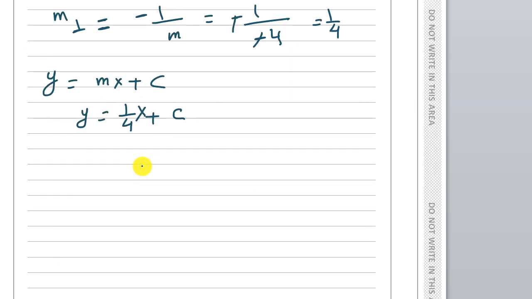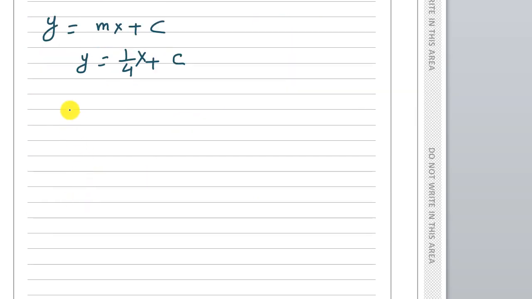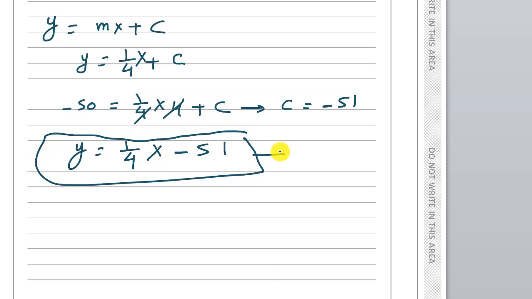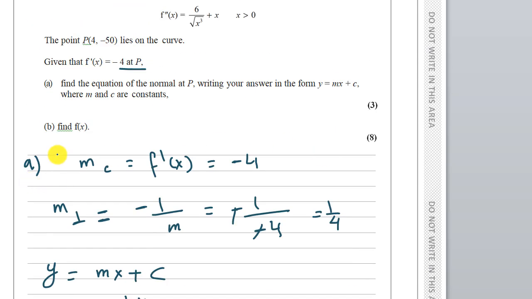So 4 and minus 50. So minus 50 is equal to 1 over 4x multiplied by 4 plus c. So from here, c is equal to minus 51. So the equation of the line y is equal to 1 over 4x minus 51. And this is the answer of this question. The last part, find the f of x.